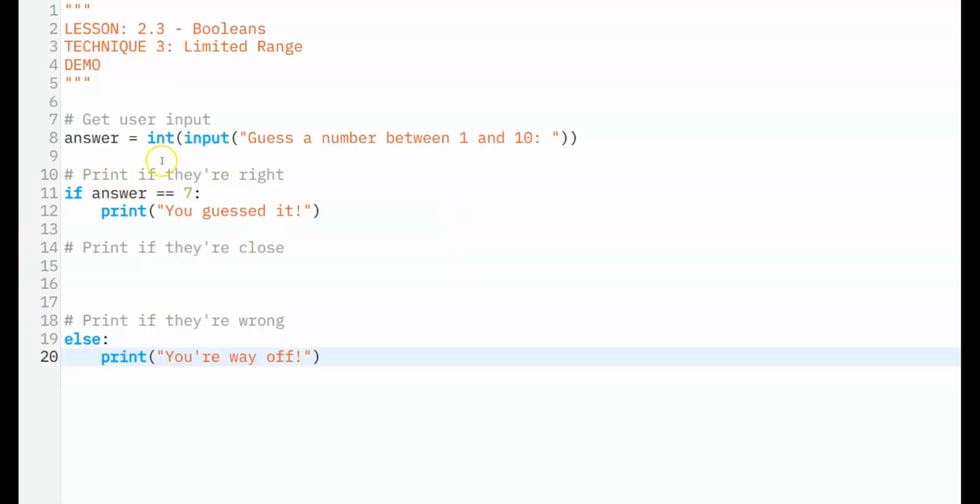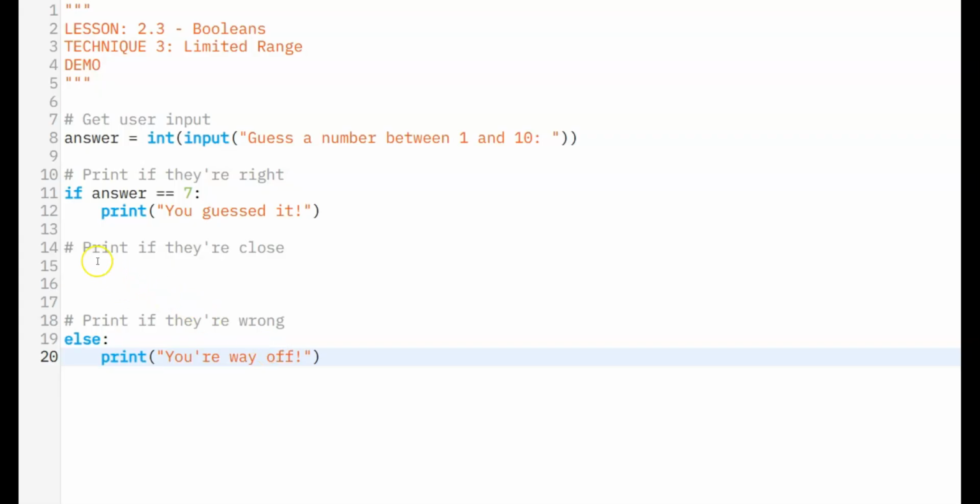Okay, so we already have quite a bit here. We've got our answer variable equals integer input, guess a number between 1 and 10. Then line 10 says print if they're right. Line 11 says if answer is equivalent to 7, we print you guessed it. So this is important: the answer is actually going to be 7. Line 14, which we need to work on, says print if they are close. Line 18 says print if they're wrong, and line 19 is our else, which says print you're way off.